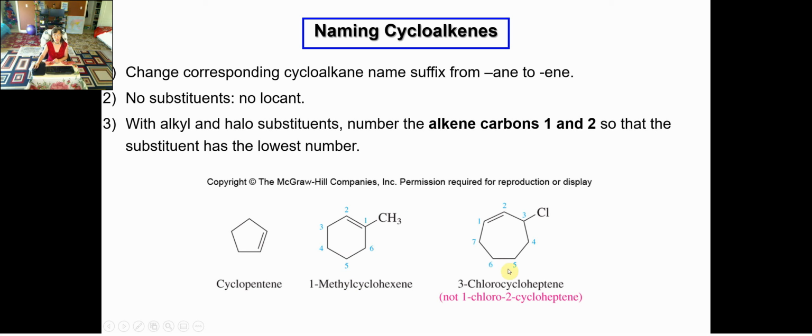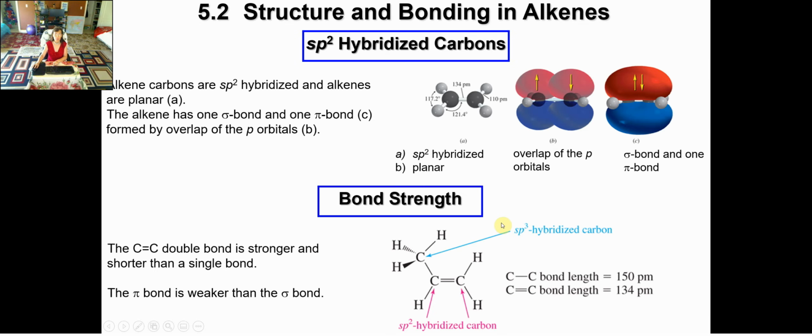This third molecule, how do you name it? You start from the double bonded carbon, put it as number 1, number 2. Carbon 1, 2, 3, 4, 5, all the way to 7. And your chloro is on carbon number 3. You call it 3-chlorocycloheptene. You don't name it 1-chloro-2-cycloheptene, because chloro has a lower priority compared with the carbon-carbon double bond.